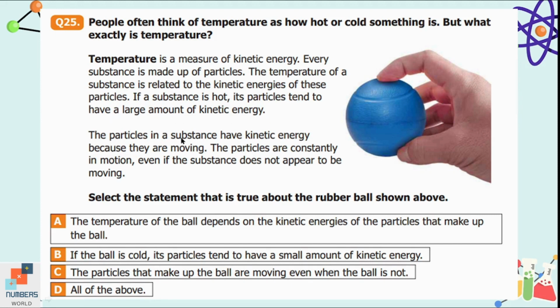The particles in a substance have kinetic energy because they are moving. The particles are constantly in motion, even if the substance does not appear to be moving. Select the statement that is true about the rubber ball shown above.